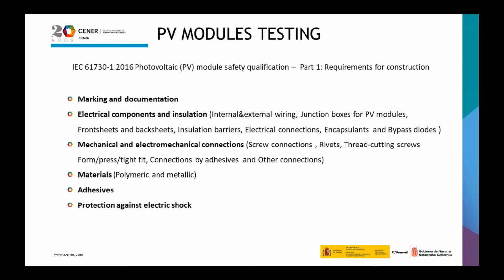Now I will give a brief insight on the safety standard qualification for PV modules. Part 1 of the standard specifies and describes the fundamental construction requirements for PV modules in order to provide safe electrical and mechanical operation. There are a lot of characteristics that must be checked about the materials and components of the modules.